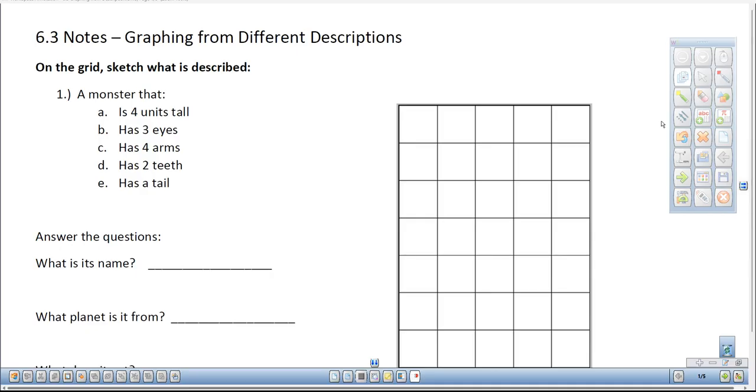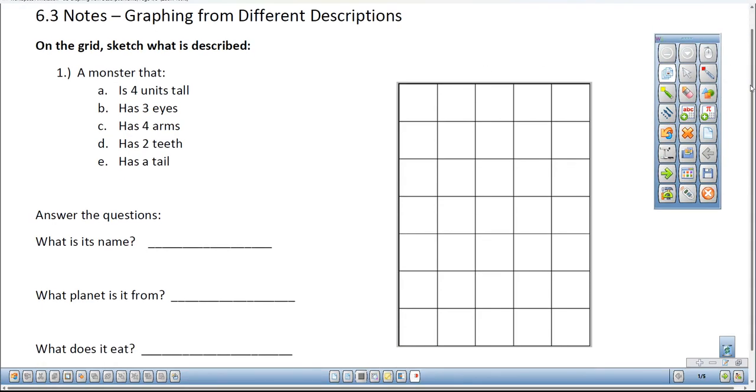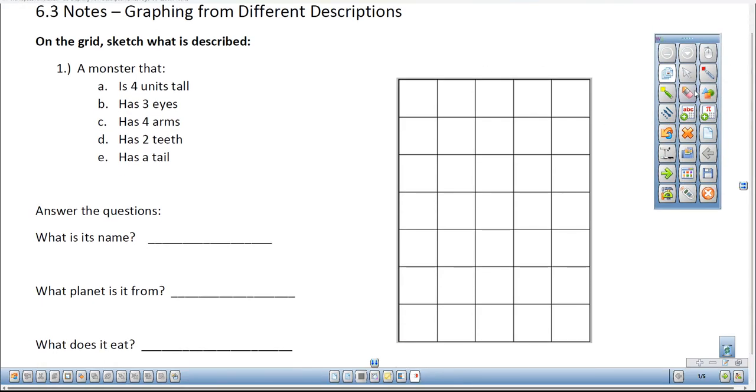The goal here is to understand all of the descriptive details so that you can create what is being described. A monster that is 4 units tall. You can take some time to do this. I'm going to draw a little monster that's 4 units tall. So I know, it doesn't matter if this is the ground, then he can only be this tall.